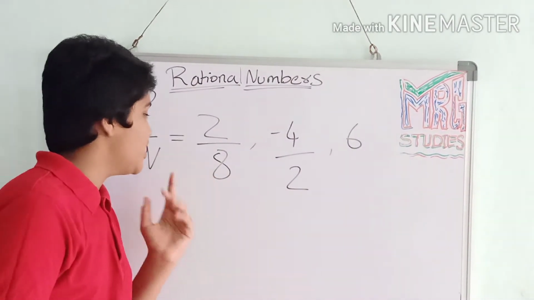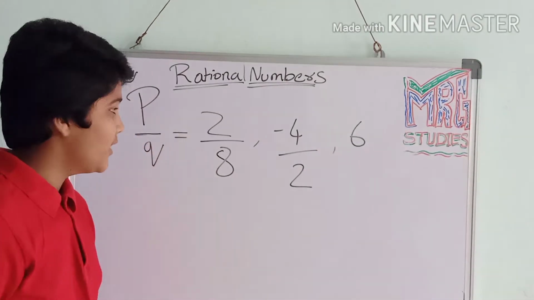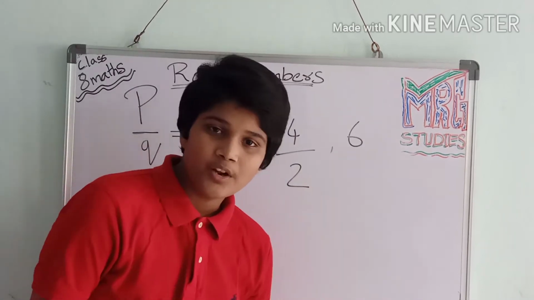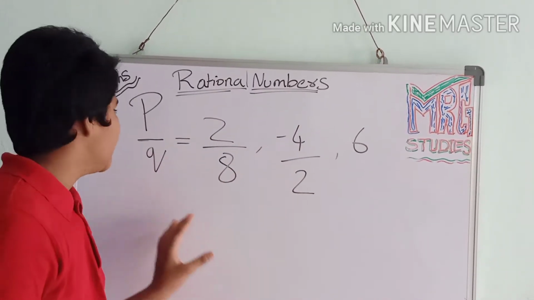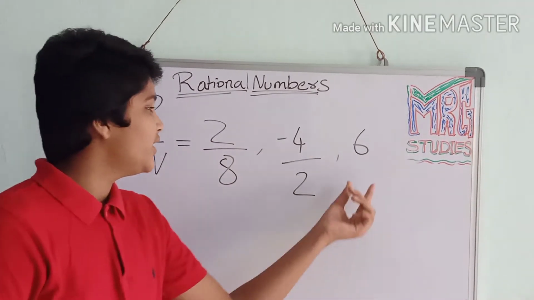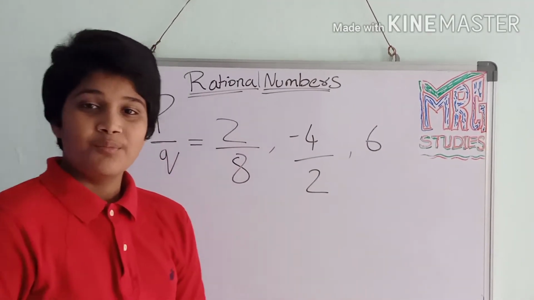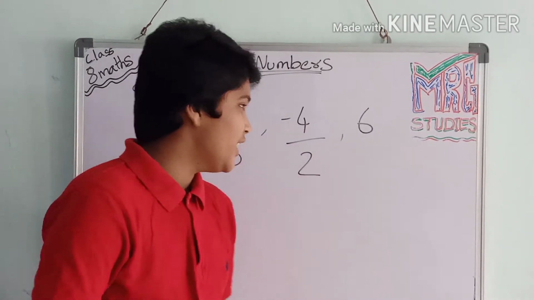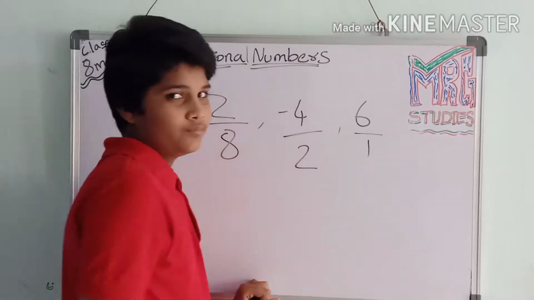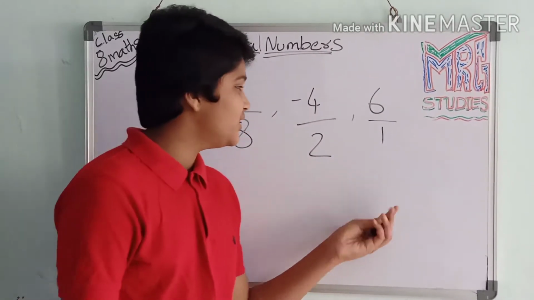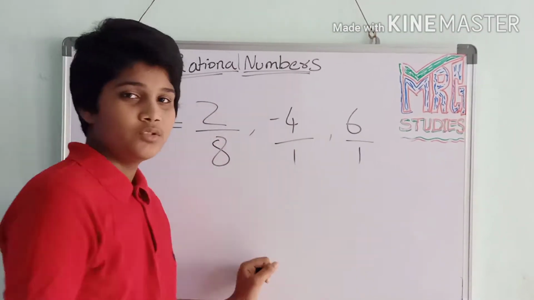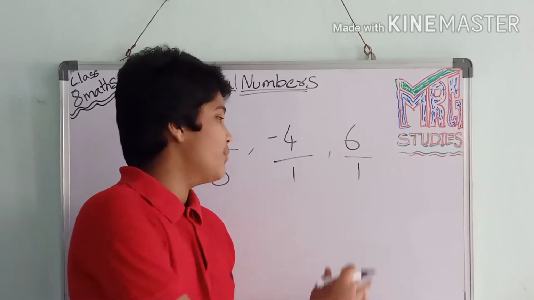See, these are all rational numbers. 2 by 8 is a rational number. Minus 4 by 2 is a rational number. 6 is also a rational number. But you can get a doubt like this: rational numbers are in the form of fractions, so how can 6 be a rational number? If there is no denominator, we can keep 1. I think you have understood. If there is nothing, you can keep 1. So that is a rational number.